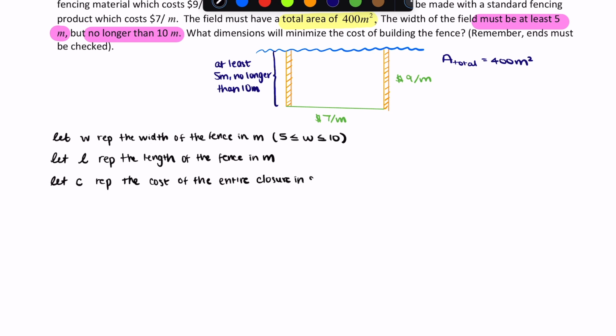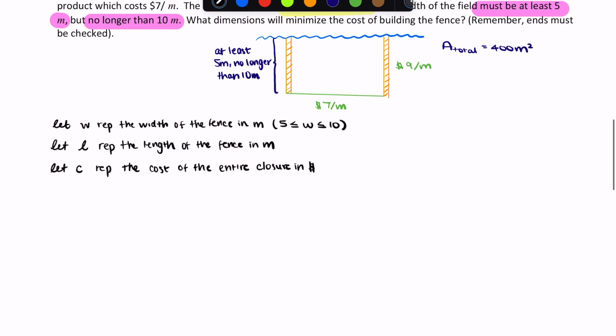This is in dollars. And then we'll let A represent the area of the entire enclosure, and that's in meters squared. And so again, we know that area is equal to 400 meters squared.